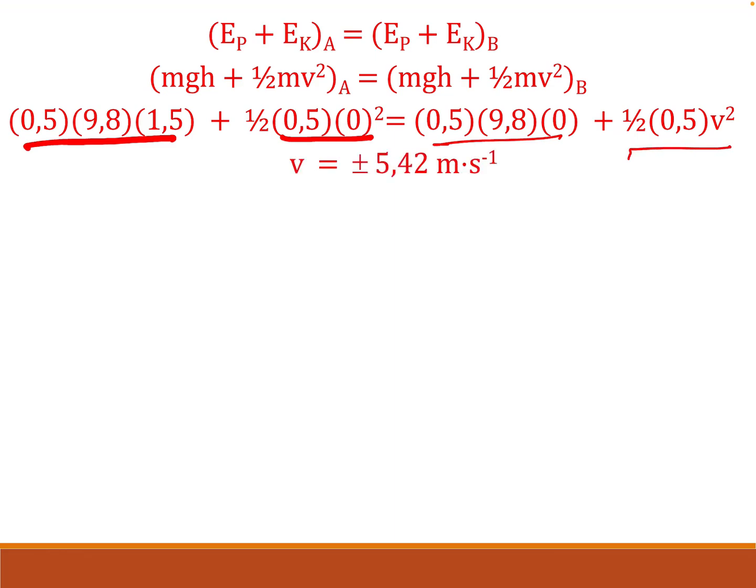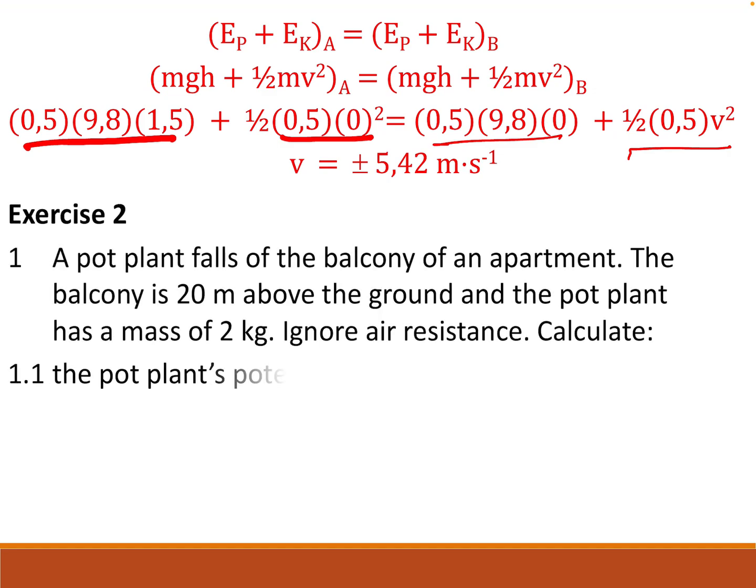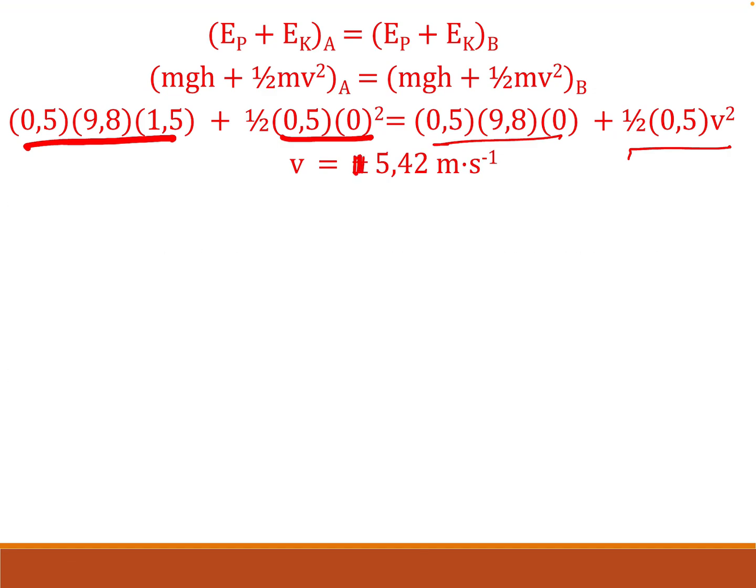Now, I put plus or minus, but actually, over here, I would be okay if you just put 5.42. They want maximum velocity. Of course, it's plus or minus because it can go in 2 directions, but I would be happy if you just put the plus.